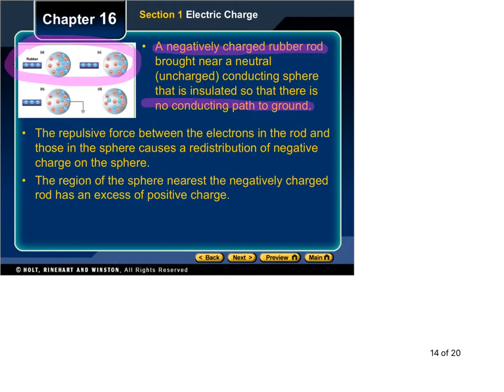This causes a redistribution of negative charge on the sphere. As we see here, all the negatives get pushed off away from the negative charged rod. Like charges repel, so they work their way opposite. So the region of the sphere near the negative charged rod has an excess positive, away from it has excess negative.